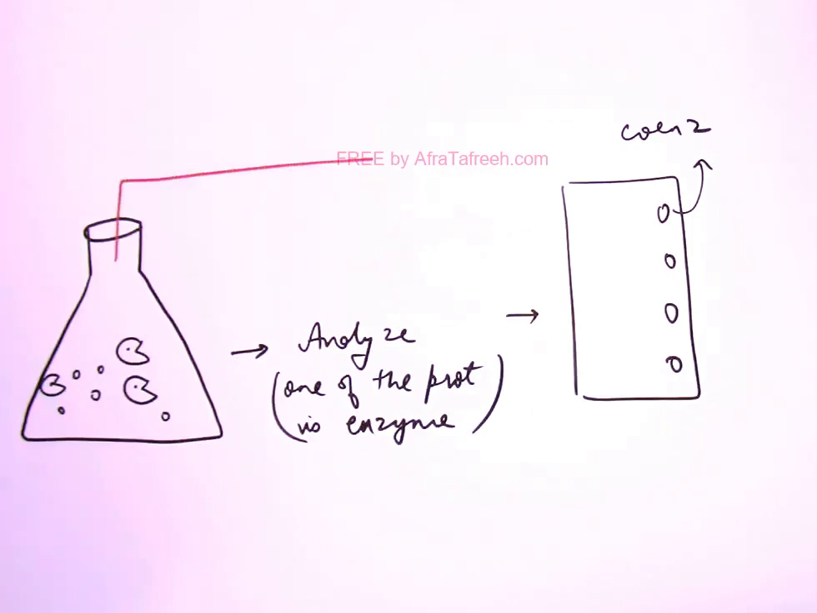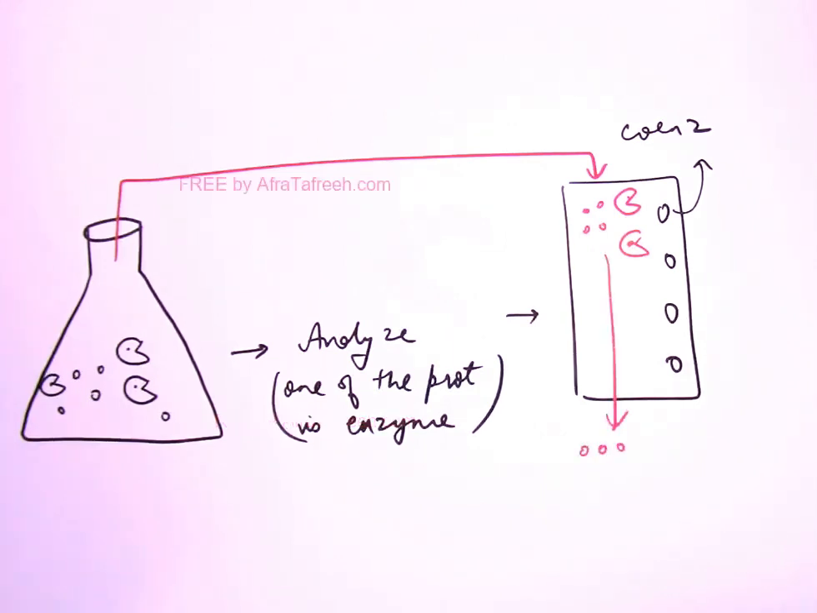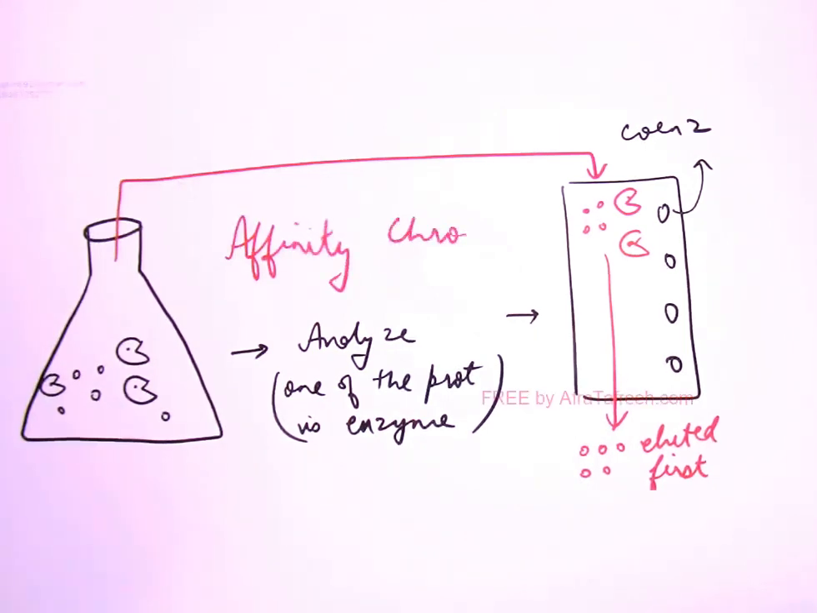So when we pour the mixture on the top of this column, we have both proteins, enzyme and the other protein. Enzyme will stay in the column because it has affinity for coenzyme, which is lying in the column. On the other hand, the other protein is eluted first. This kind of chromatography is known as affinity chromatography. Affinity chromatography can be used to separate enzymes, antigens, hormones, vitamins, antibodies.